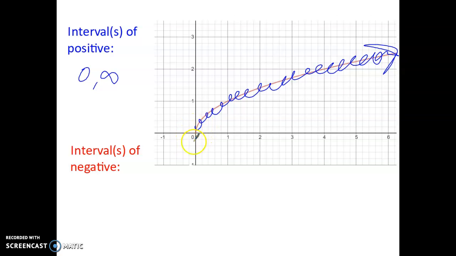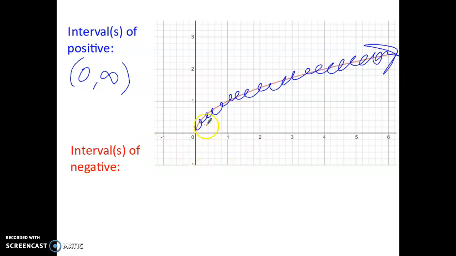At the x value of 0, is the y value positive? Is the y value above 0? Well, no, it's not. The y value of 0 is 0, so that is not included. So even though it is included in the domain, it is not included in the intervals where the y is positive. So does that mean that it's included in the part where it's negative?